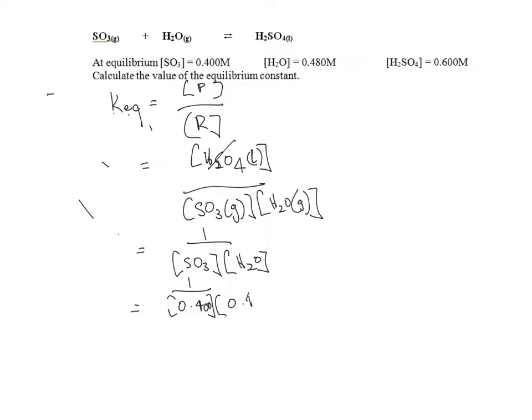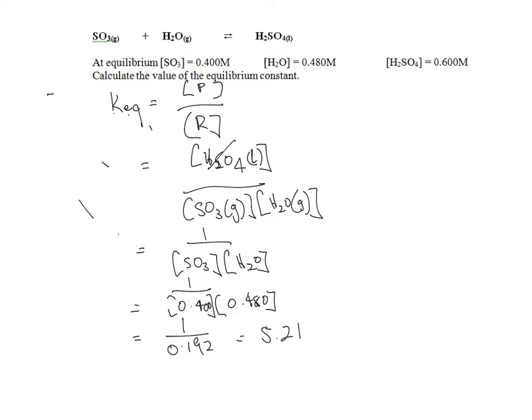So it's 0.480 molar. And if we calculate this, we get 1 over 0.192, which will give us 5.21 as our equilibrium constant.